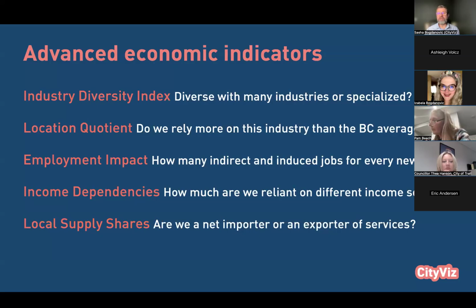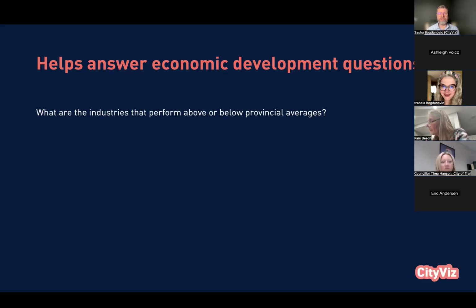Another advanced economic indicator included in the model is the local supply shares, and it tells us if the community or region is a net importer or exporter of services. So can it satisfy its own demand, or does it supply more than it needs so it can practically export to neighboring communities, or does it need to import those services from its neighbors?